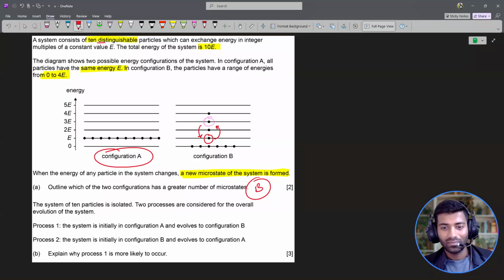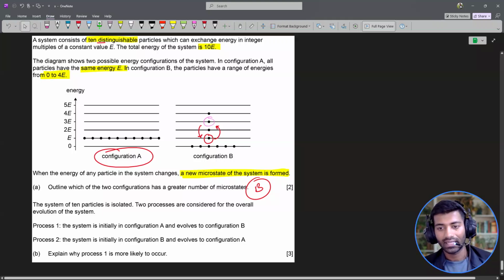Okay, the system of 10 particles is isolated. The two processes are considered for the overall evolution of the system. Process 1, initially configuration A, and then going to B, and process 2, configuration B, and then evolving into A. Explain why process 1 is more likely to occur.